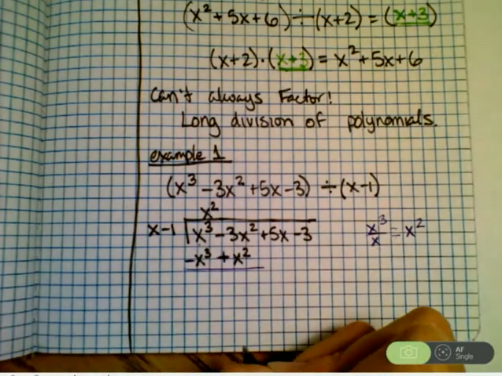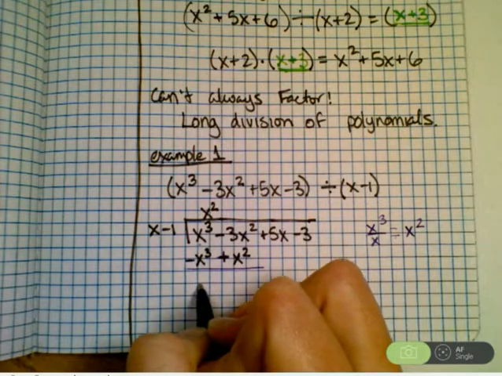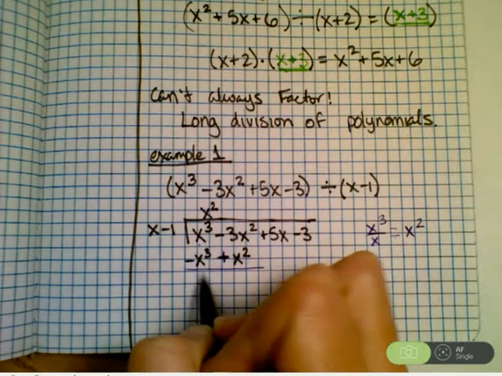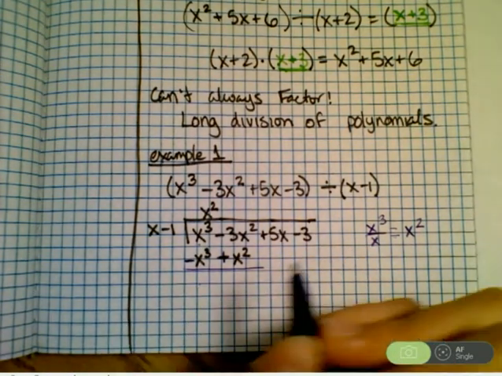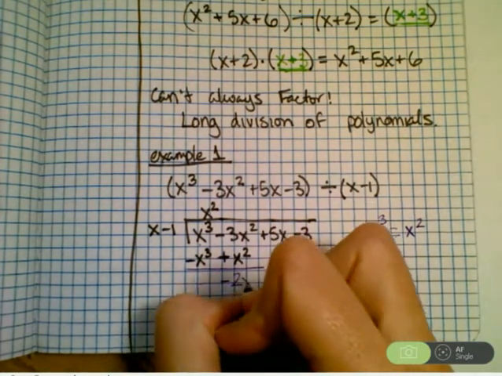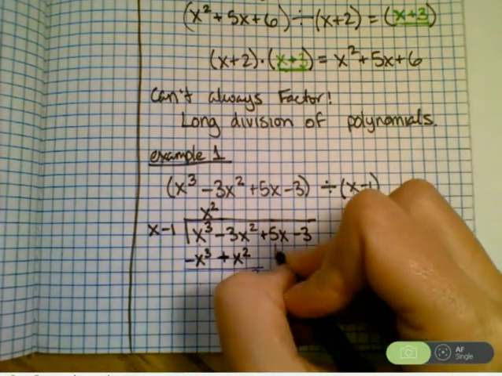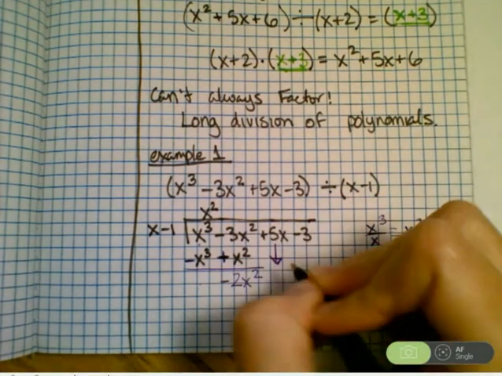Now we're going to just combine like terms going up and down. x cubed minus x cubed is 0. If that doesn't give you 0, you did something wrong and you've got to start over. You always should get 0 from that first part. Negative 3x squared plus x squared is negative 2x squared. So that's what I get when I combine those. And then I bring down my next term.